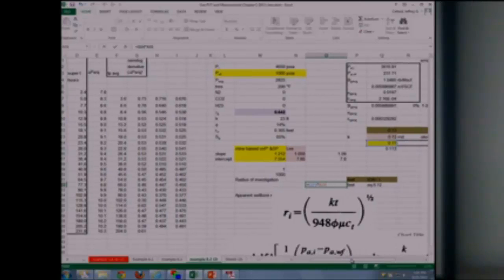k t divided by 948. Now let's open a parenthesis: 948 times porosity times average viscosity times total system compressibility. And I need two parens. I need one to close that and open. I didn't start with the paren, so I'm going to do that now. Go to the end, and I take the whole paren and raise it to 0.5. And that gives me my radius of investigation in feet.